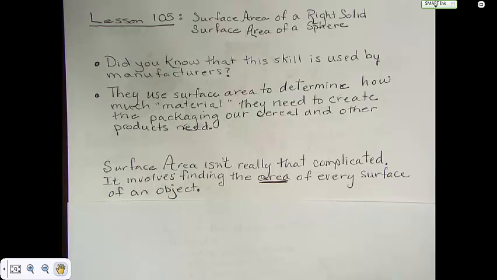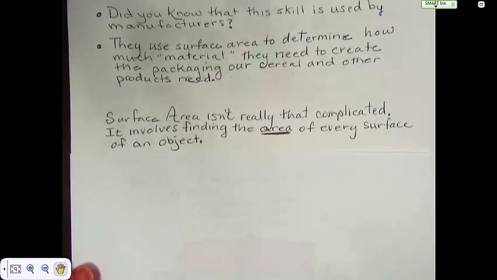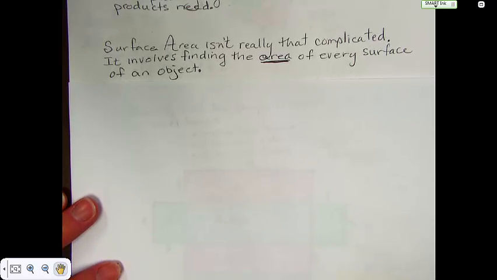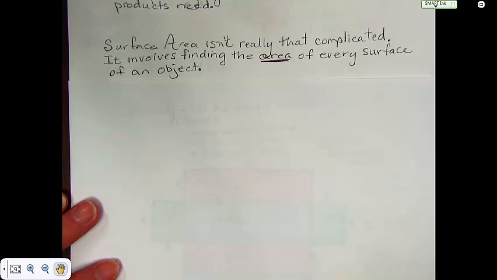Surface area is really not that very complicated. It involves finding the area of every surface of the object. If you can find the area of a square, rectangle, circle, and triangle, you can find surface area.